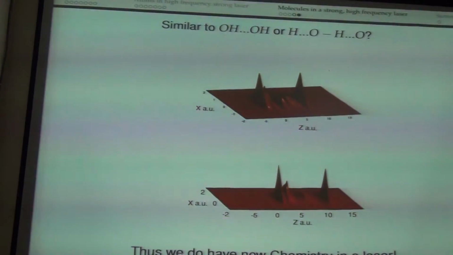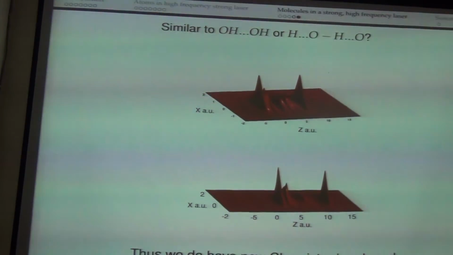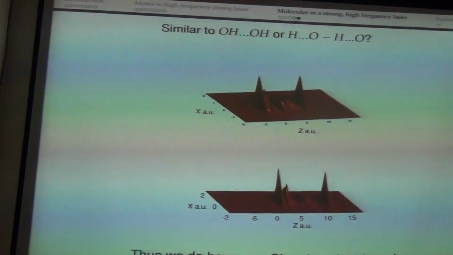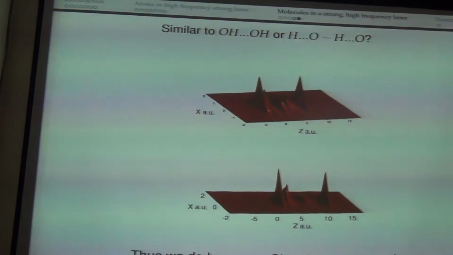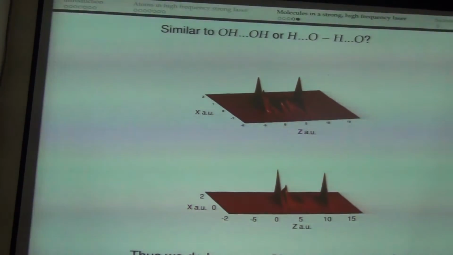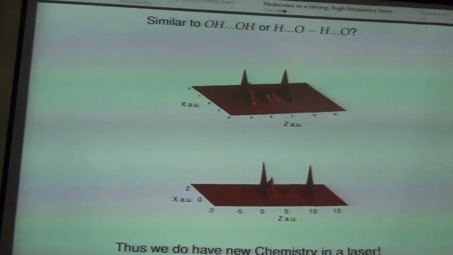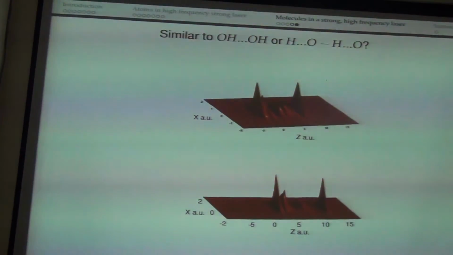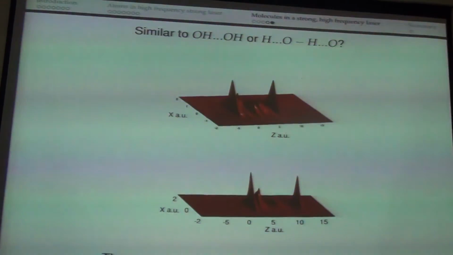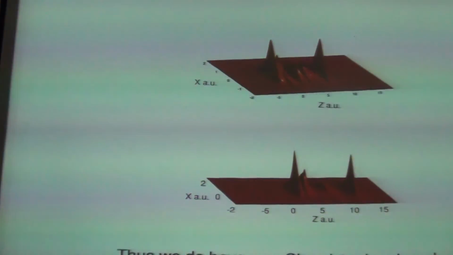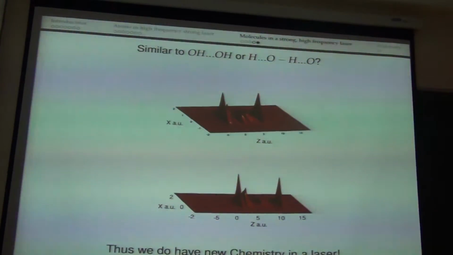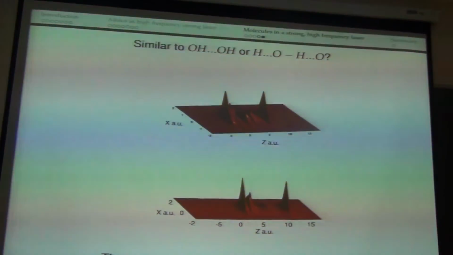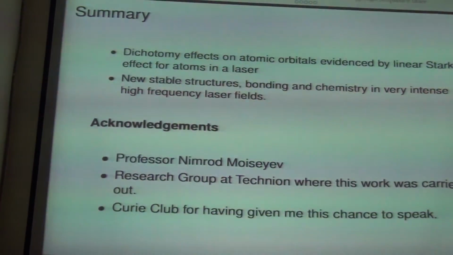So naturally what you would ask is, okay, can we have something similar to OH, O and OH, simple chemical species? Now, if you look at these pictures and say that they look similar to that, then it's good. But these are the electron densities of the two isomers which you had in those double wells. There is clearly a change in dipole moment, and thus we do have chemistry in the laser.